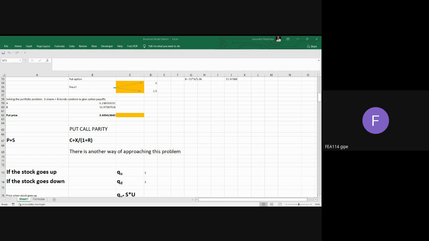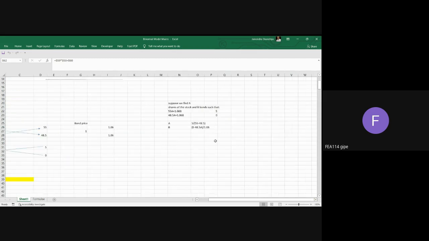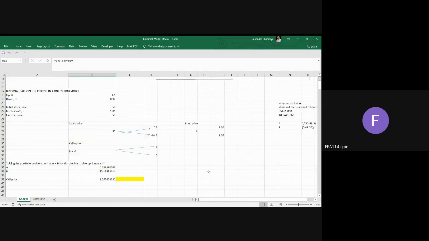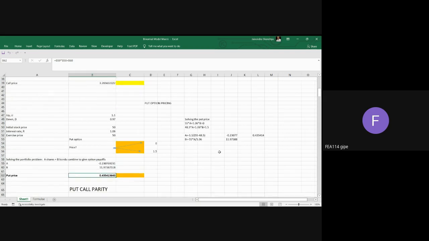So we stopped here where I solved for the put price and call price using the arbitrage way, where I showed you that if I buy a number of stocks and b number of bonds, then in the up state I should get the same return as the call option is giving, and in the down state I should get the same zero return as in the case of stock and bond. Then we solved for a and b, and finally we got the price of the call option and put option. That was at the very basic level of solving call and put prices in a situation like this.